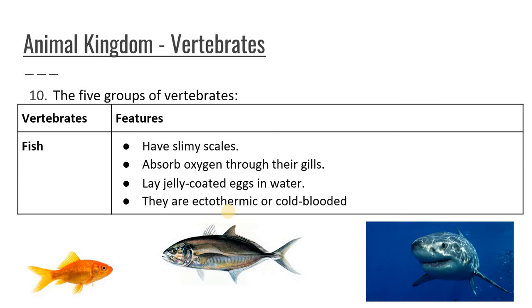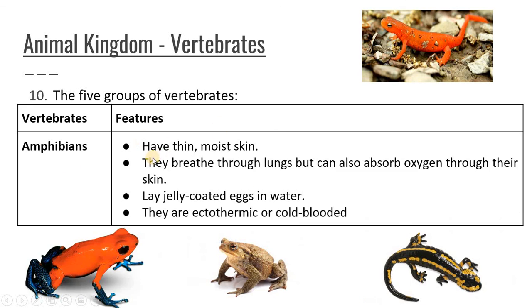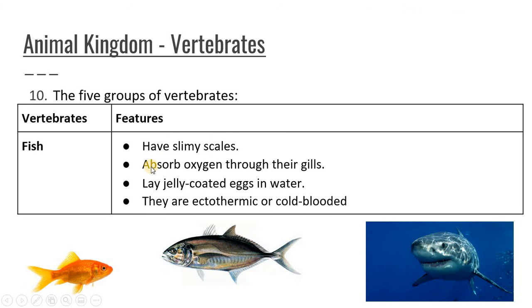The third group of vertebrates, we call them fish, sometimes bony fish. A feature of a fish is they have slimy scales, and they breathe through their gills. Every fish has gills, including shark. Shark is considered a fish. They lay jelly-coated eggs in water. They are ectothermic, or sometimes we call them cold-blooded animals.